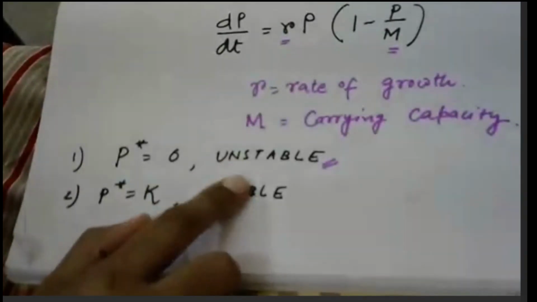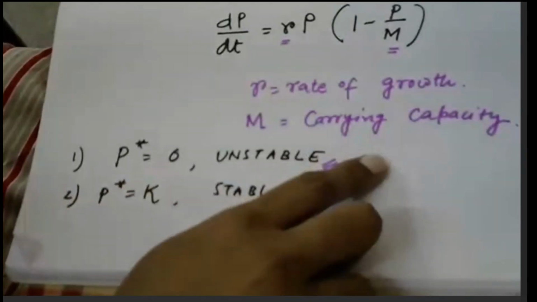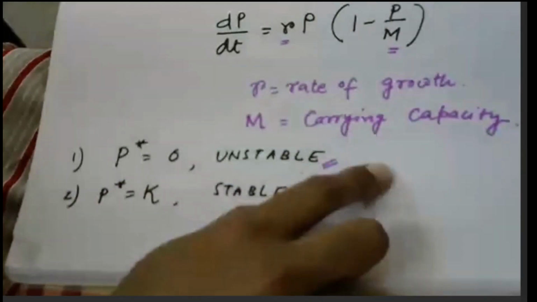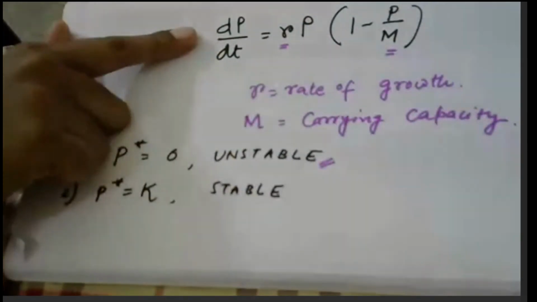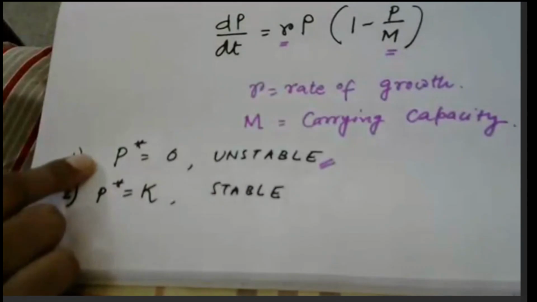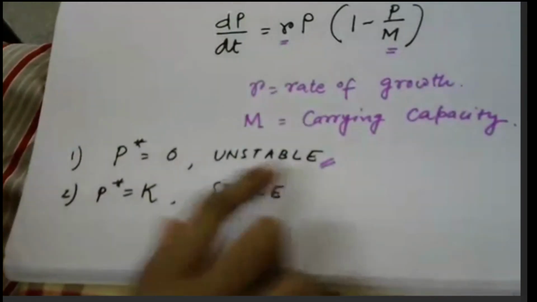Do you understand the interpretation of why it's an unstable fixed point? Because as soon as you start adding one or two bacteria on a petri dish, it starts growing obeying this equation. There is no way to go back to that solution once again, right? So that is why it's an unstable solution.